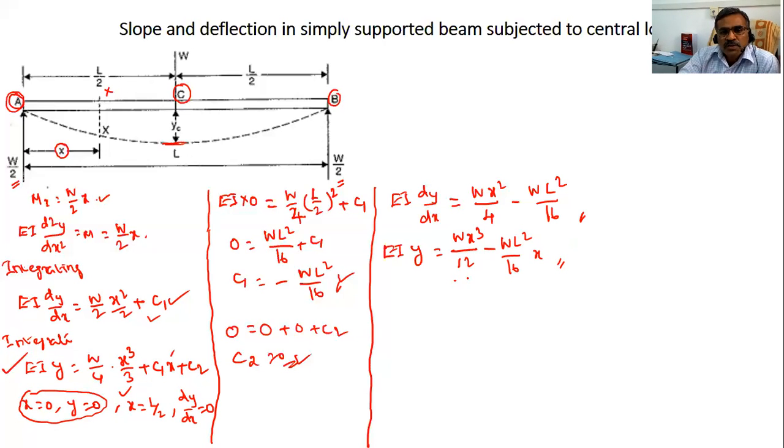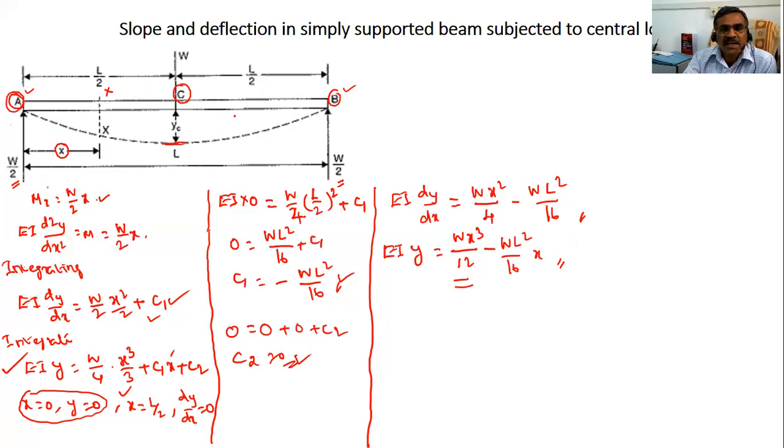By using these two equations, you can find the slope and deflection at any point because they are functions of x. If you want to find where the slope will be more, the points A and B will be subjected to maximum slope.